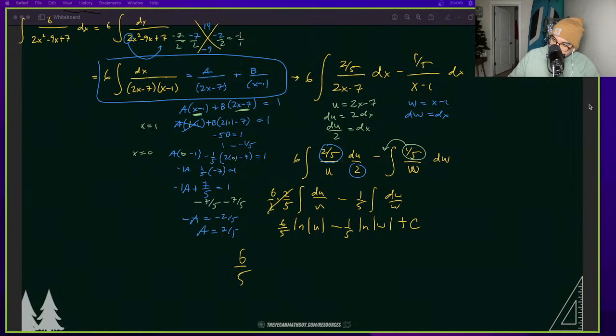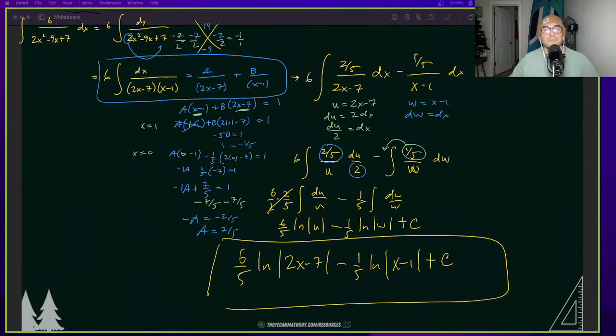Okay, so now we have 6/5 natural log of our u value, which was 2x minus 7, minus 1/5 natural log of our w in this case, which was x minus 1, plus c. Here we go. That's that problem. Okay, let's go ahead and erase this.